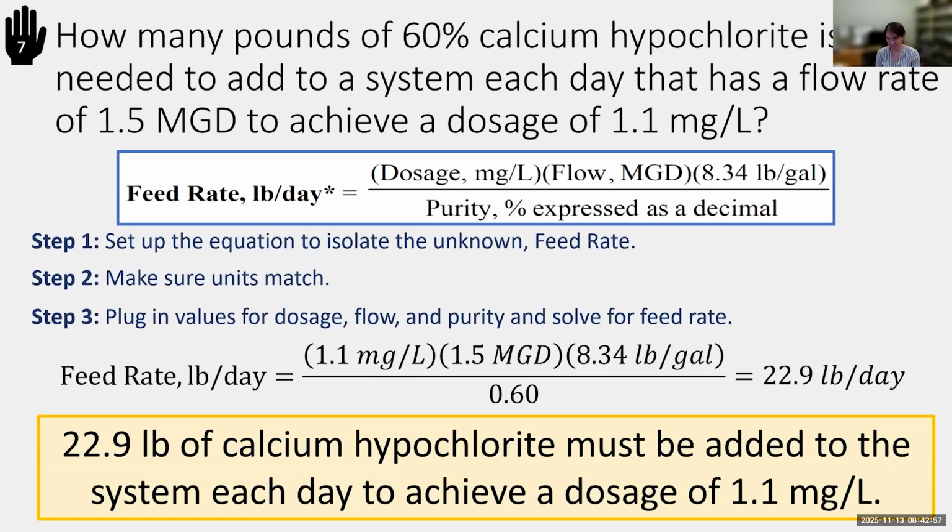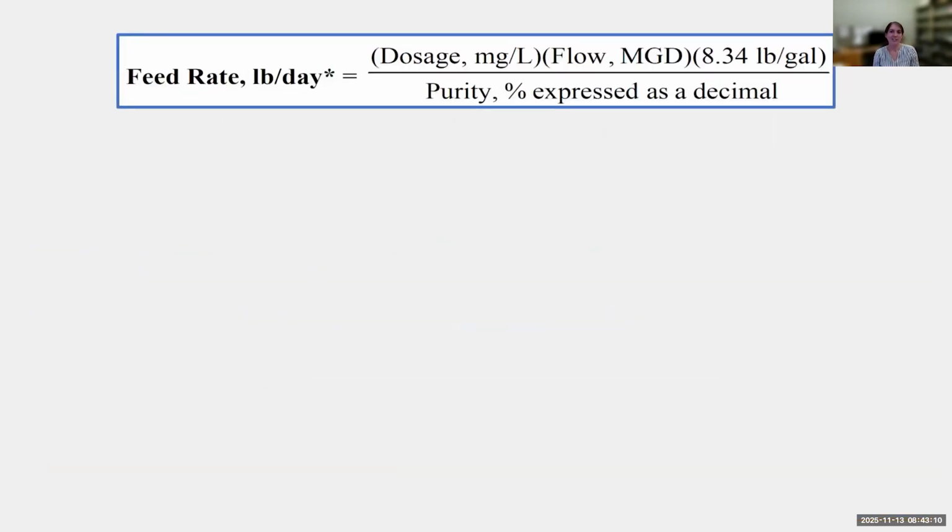All right, so does that make sense? Or is there anything confusing about that? Well, I think it's a little confusing. How do those units cancel each other out to give us pounds per day? So I just want to take a closer look at what actually happens to the units in this formula.